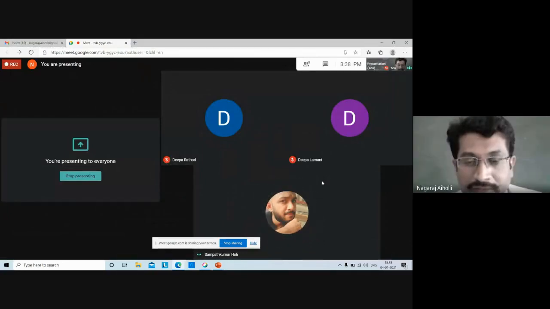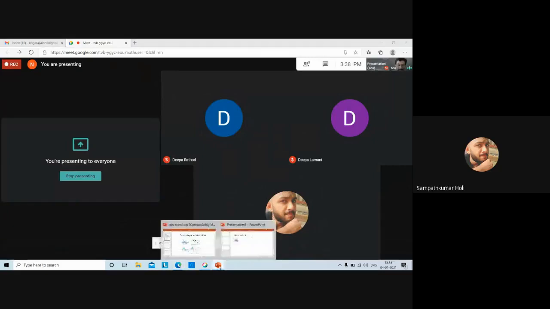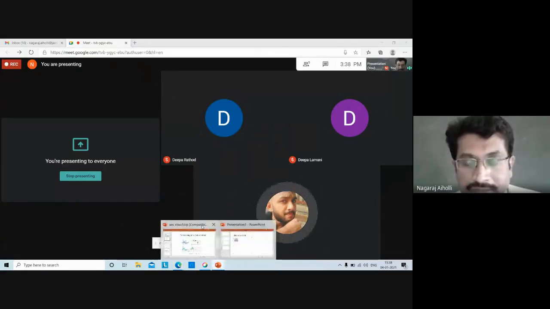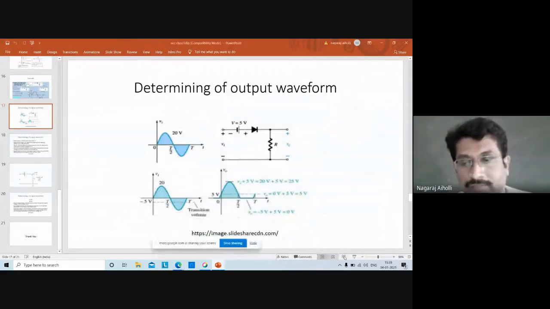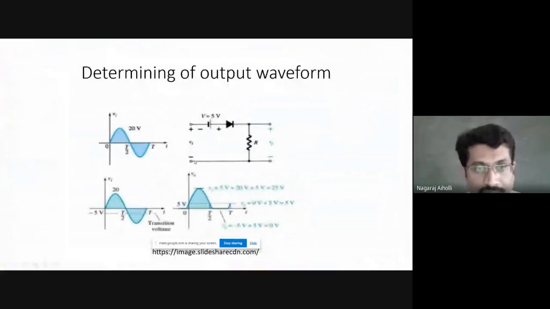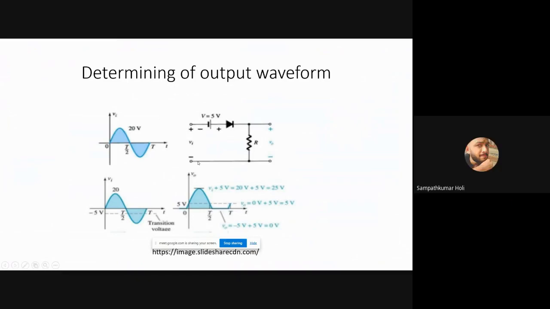Which one, negative half cycle? Yes, sir. Okay, I'll explain that one. See here, for the negative portion, when the polarity becomes minus plus, negative half cycle means polarity will become minus plus. Positive half cycle, it is positive negative. Negative half cycle means it will be minus plus, correct?